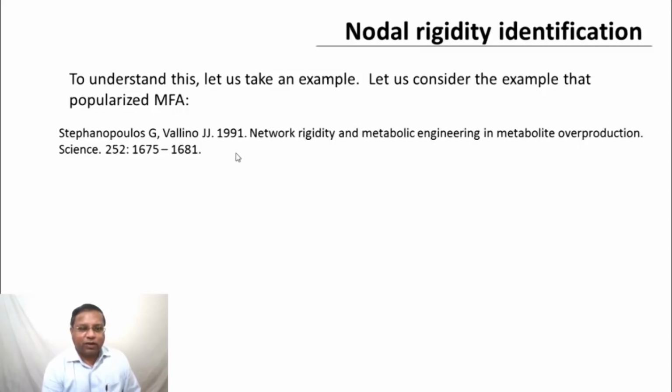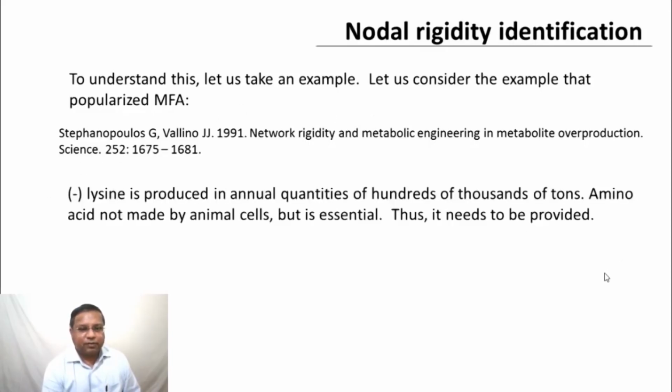Stephanopoulos and Vallino, 1991, Network Rigidity and Metabolic Engineering in Metabolite Overproduction. This was published in Science. And then there was another paper published in Biotechnology and Bioengineering in 1993, which gives some more details. As mentioned earlier, L-lysine is produced in annual quantities of hundreds of thousands of tons, because this amino acid is not made by animal cells, but is required for proteins and so on. Therefore, it needs to be provided. That itself gives the reason for the large production of L-lysine.